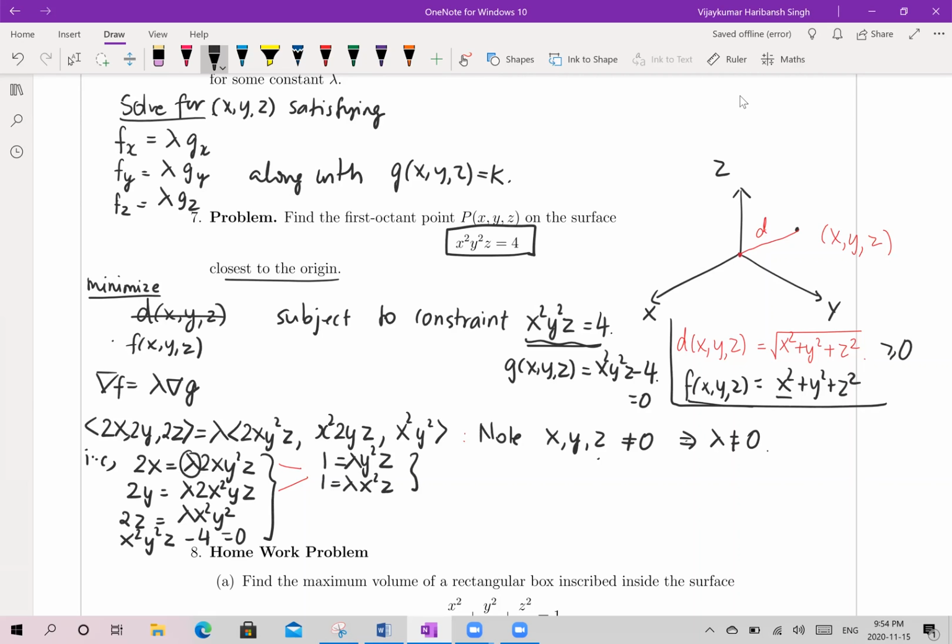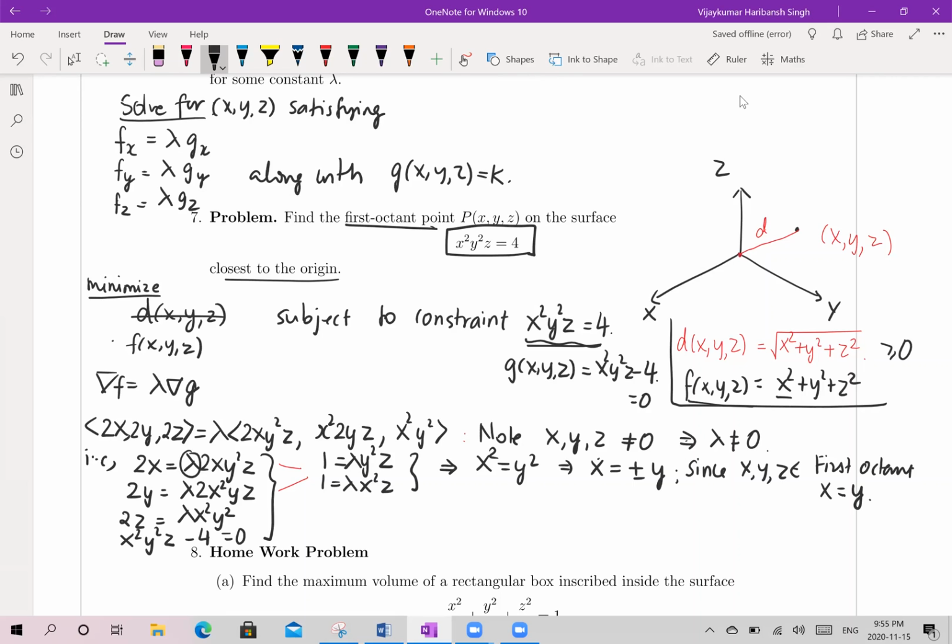If we combine these two together, equating the right-hand sides, you get x squared equals y squared. Note that you could cancel lambda and z because they are non-zero. So this gives me x equals plus or minus y. Since x, y, z belong to the first octant, we are considering the first octant point, so x equals y, right?